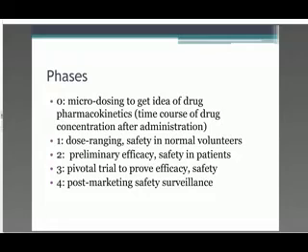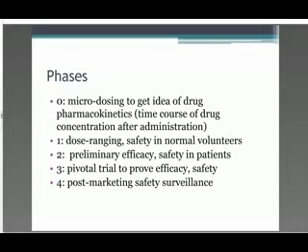And most of the time that's true, but sometimes it's not. So phase 0, which is sort of a newish term, is a phase where there's microdosing. In other words, the dose of the drug that's used for the patient or the subject is a very tiny dose. This is just to get an idea of the time course of the drug concentration after administration, but it's not expected to have any clinical effect.